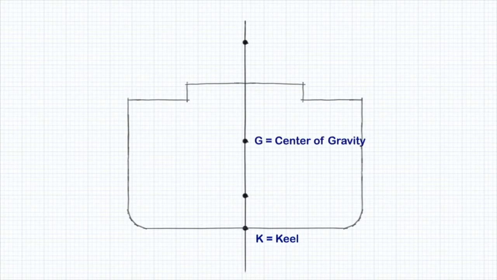The next point is G, or the ship's center of gravity. The mass of the ship is evenly distributed around this point, so you can think of this point as the spot where gravity is acting. If you move weights around on the ship, say by ballasting or by loading cargo, you change the location of the ship's center of gravity. The vertical height of the center of gravity above the keel is known as KG.